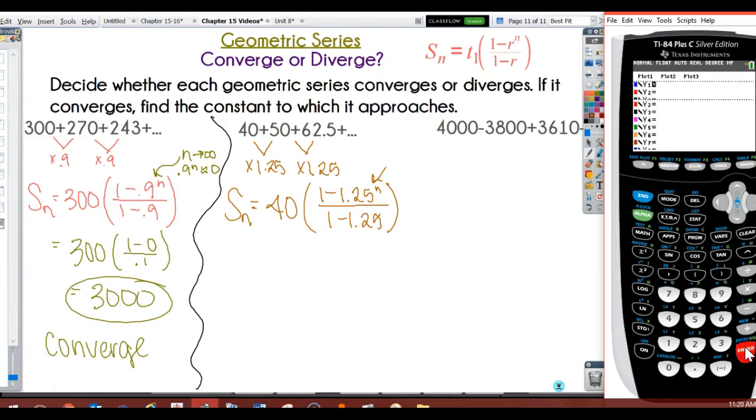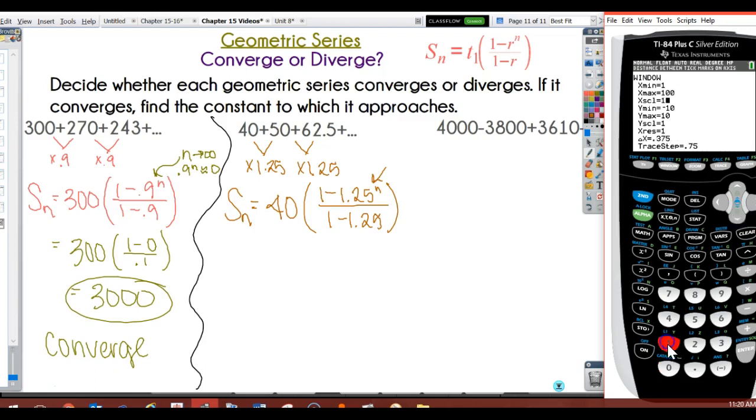So I'm going to insert in a fraction just to make sure that we get everything typed in correctly. Again, we're using x's instead of n's. And then 1 minus 1.25 is negative 0.25. So I'm going to go ahead and adjust my window a little bit, and I'm going to look at from the first partial sum to the 100th.